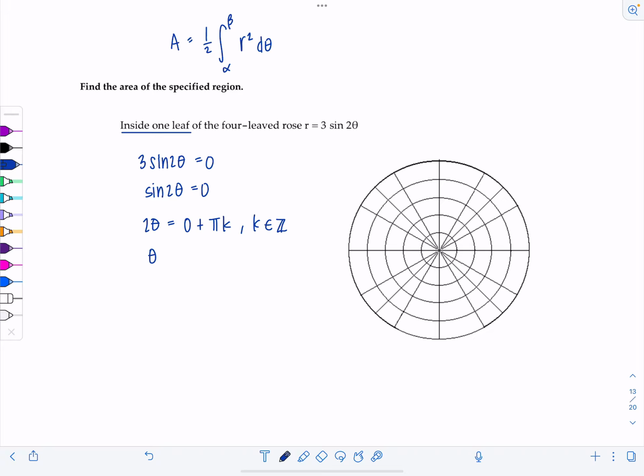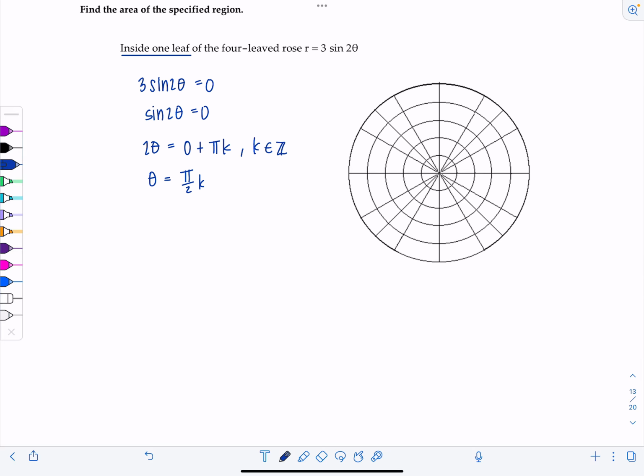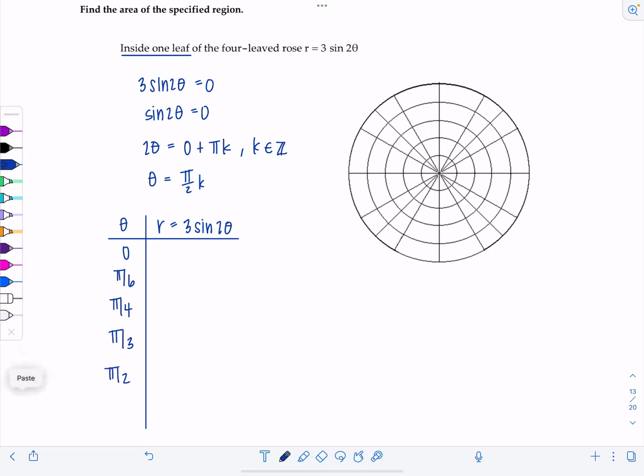So theta, if I divide everything by 2, is going to be pi over 2 k. So every pi over 2, a loop of this rose is completed. And you can make a nice little table if you want to see it. r equals 3 sine 2 theta, and we'll go from 0, pi over 6, pi over 4, pi over 3, and then pi over 2. That'll be a loop.